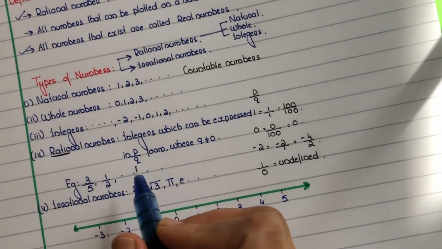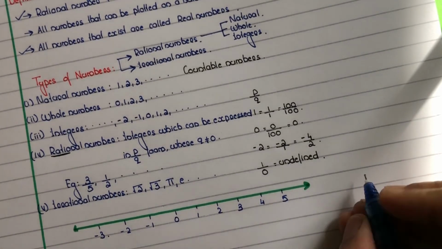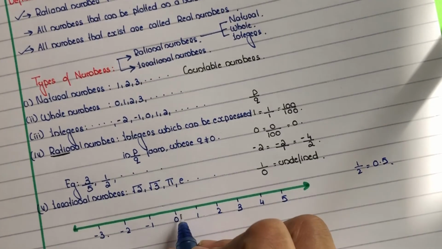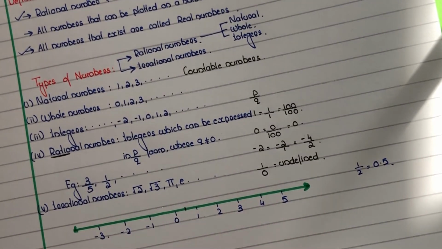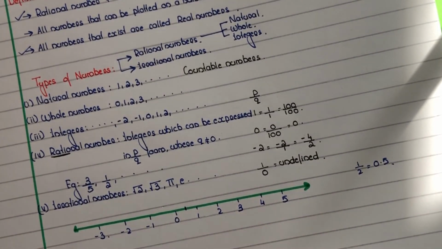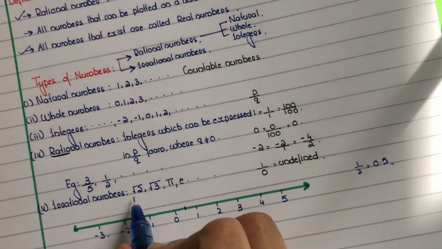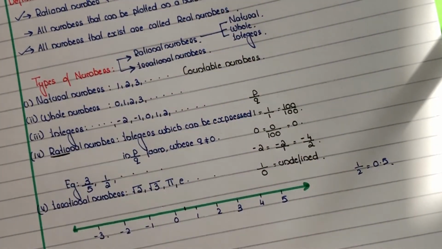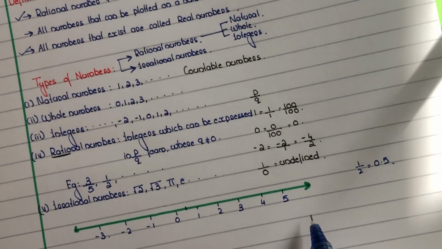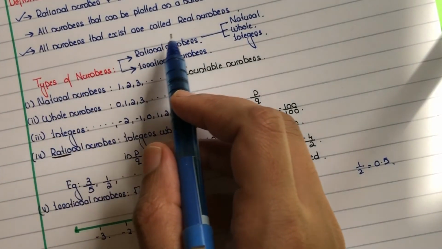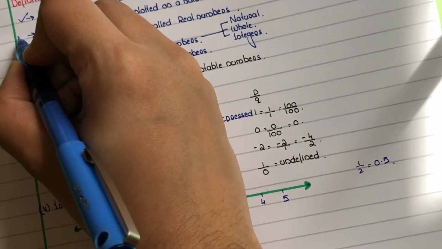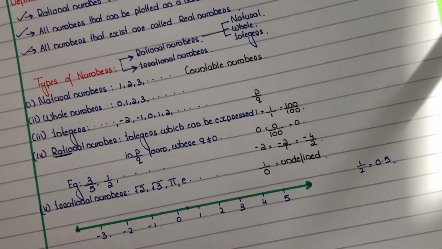Then rational numbers. Take one example, 1 by 2. 1 by 2 means 0.5. That can also be plotted here, so the point is in between 0 and 1. And we already studied how to plot irrational numbers on a number line. So all these numbers can be plotted on the number line, isn't it now? That is, all numbers that can be plotted on a number line are called real numbers. Those are all the definitions for real numbers.